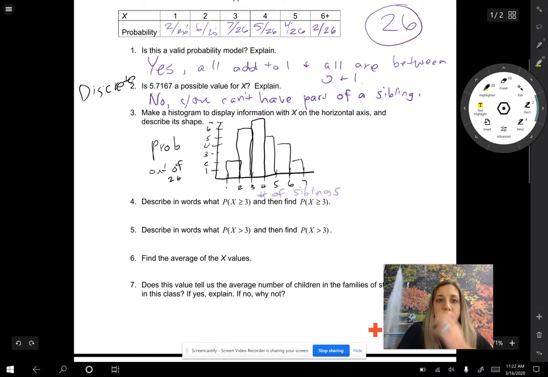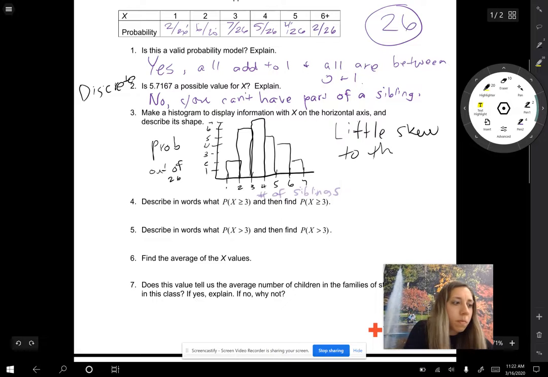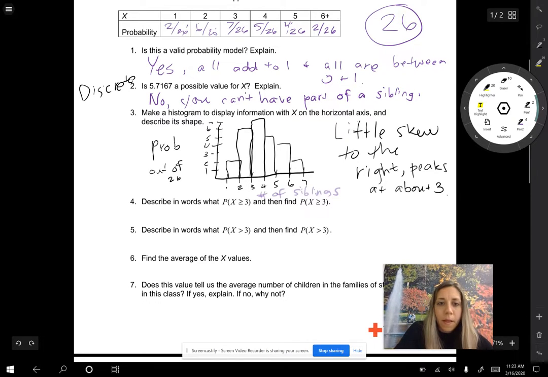And this question asks, make sure you display the information and describe its shape. So this is maybe a little skewed to the right. And it peaks at about 3. All right, so you all know pretty much how to make a histogram, and that's just a recap on that.